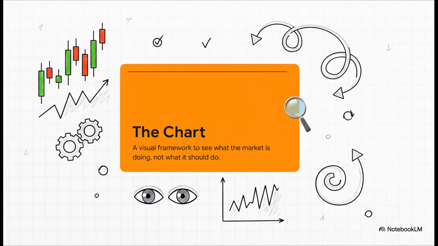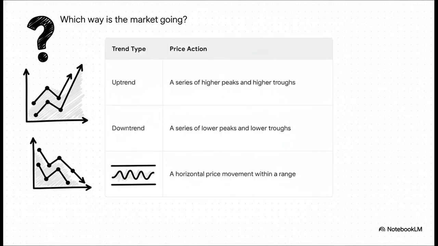And the number one tool, the canvas for absolutely everything we do, is the chart itself. And I want you to notice that key phrase here. It's about what the market is doing, not what we think it should do. This is a huge mental shift. A technical analyst uses the chart to react to reality, not to force their own opinion on it. It's all about objectivity.